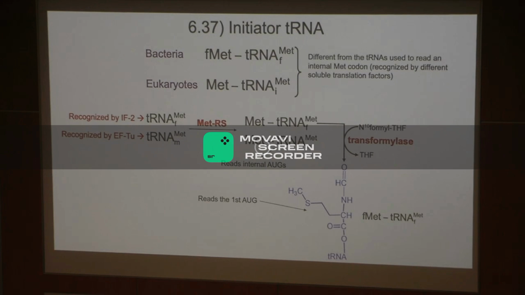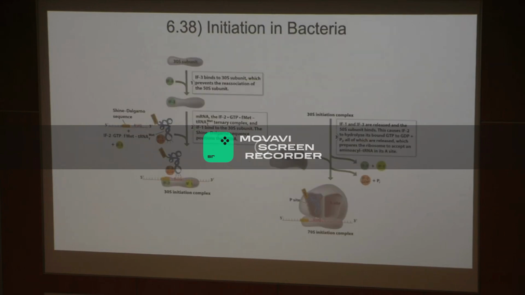Okay, so here is a view of the initiation sequence in E. coli, and we're going to look at this again in an animation in a few minutes. We have the 30S subunit. It binds to this initiation factor called IF3, which prevents the premature reassociation of the 30S subunit with the 50S subunit. And now it binds more or less all at once to everything else.